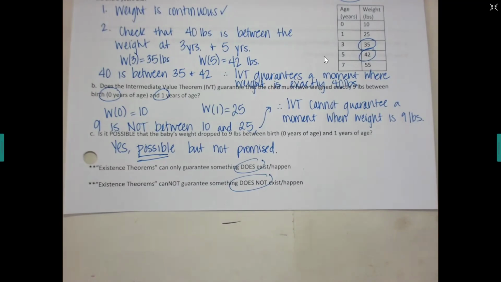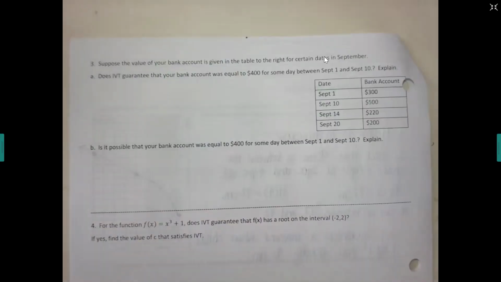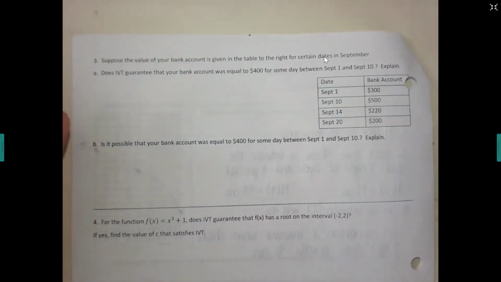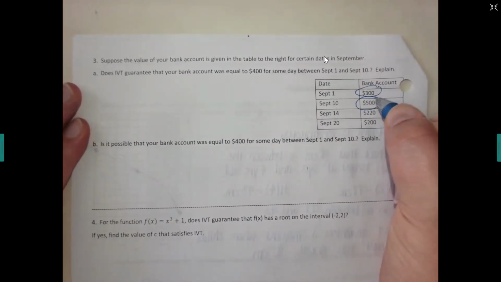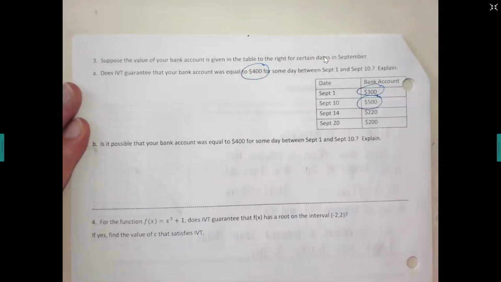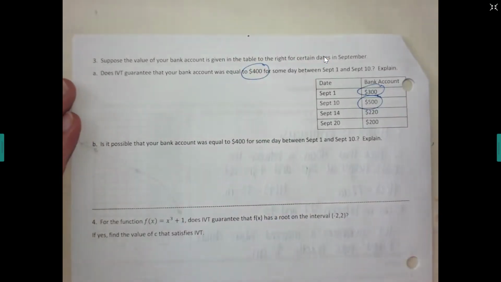Go ahead and turn to number 3. Next one says, suppose the value of your bank account is given in the table to the right for certain days in September. Does IVT guarantee that your bank account was 400 for some day between September 1 and September 10? How much was in the account September 1? 300. What about September 10? 500. And how much do I want? 400. Is that between those? Yes.